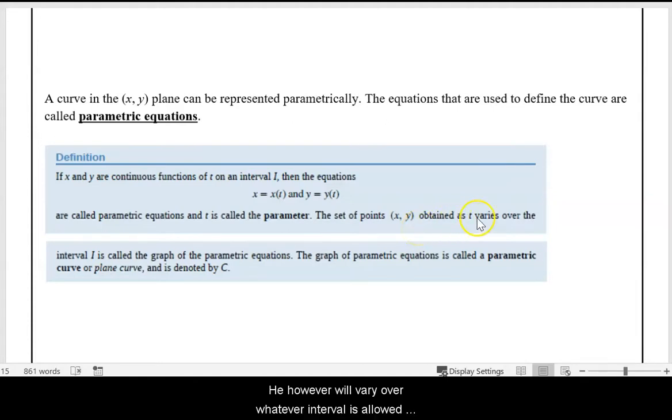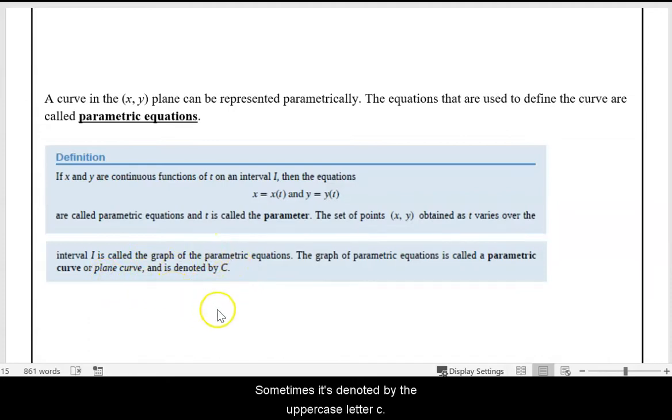t, however, will vary over whatever interval is allowed for the t values. If you're talking about time, you know that time cannot possibly be negative. So the domain for a function where time is the parameter will not exist when time would be less than 0. Typically, we will call this curve a plane curve or a parametric curve.